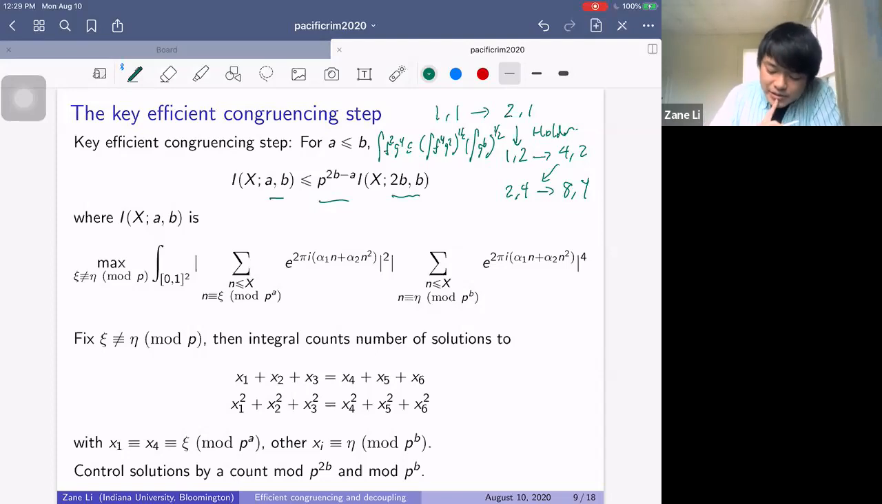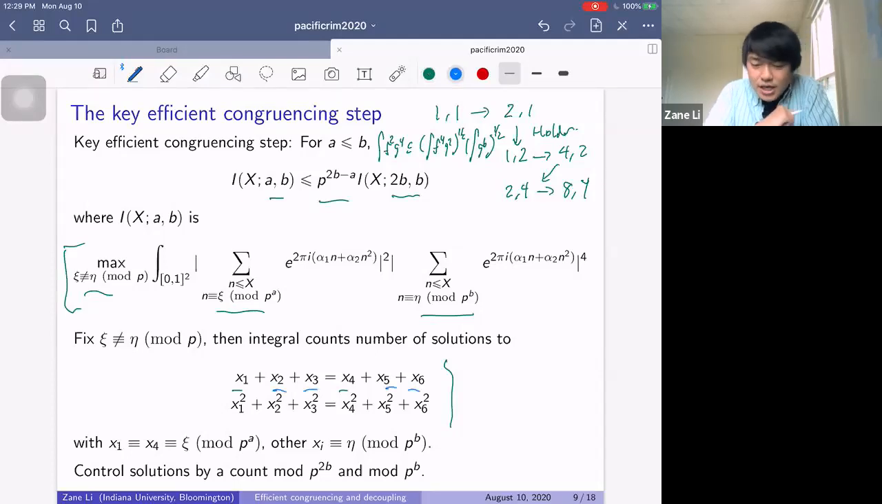So let's remind ourselves what I of AB is. I of AB, remember, is this integral, this expression over here. If I fix a congruence class C mod P to the A and eta mod P to the B, such that C is not congruent to eta mod P, the integral here counts the number of solutions to this system where x1 and x4 are congruent to C mod P to the A, and x2, x3, x5, and x6 are congruent to eta mod P to the B. And then I take the worst possible combinations of C and eta.